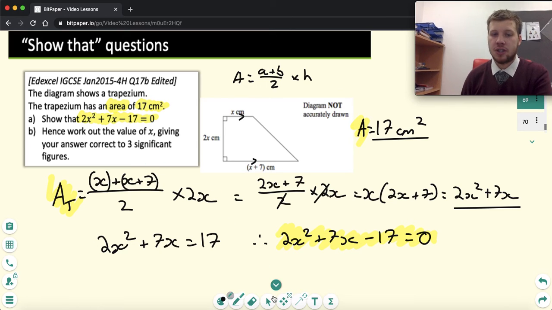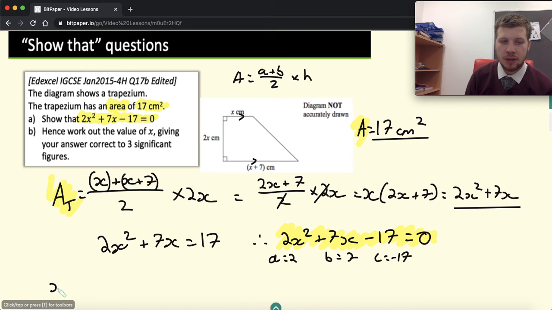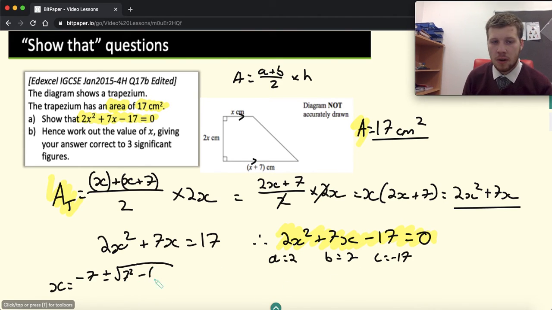The next step is to just solve it. So all I do from here is I say that a equals 2, b equals 7, and c equals negative 17. And then I use my formula, which I'm going to write down over here. x equals negative b, so negative 7, plus or minus the square root of b squared, so 7 squared, take away 4 times 2, because that's a, times negative 17, divided by 2a, so 2 times 2.